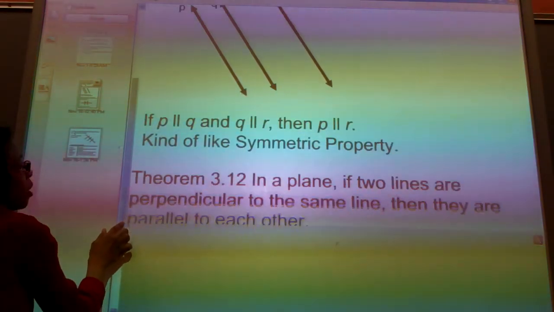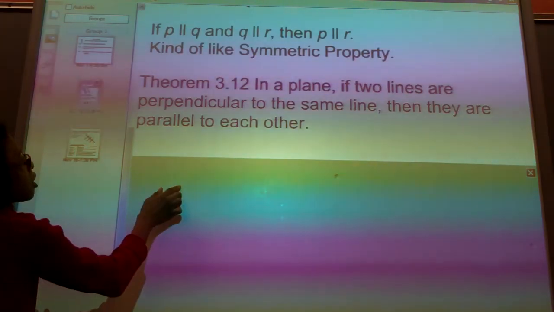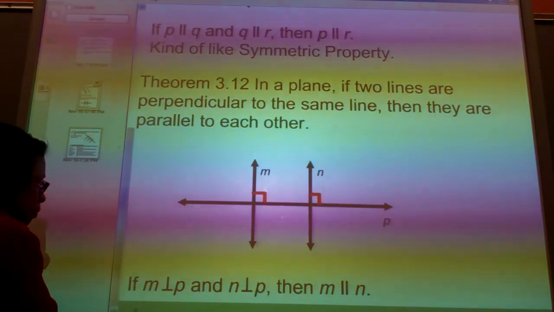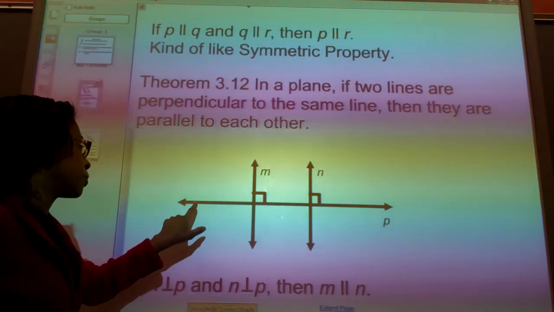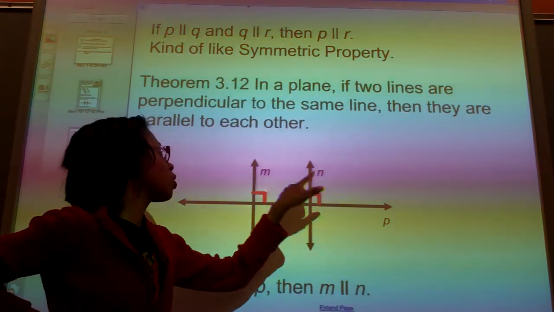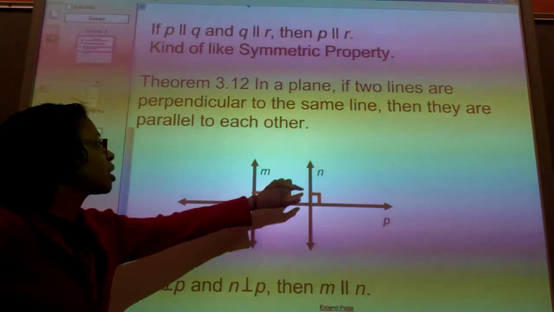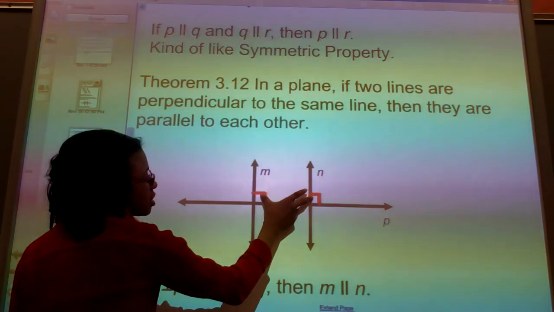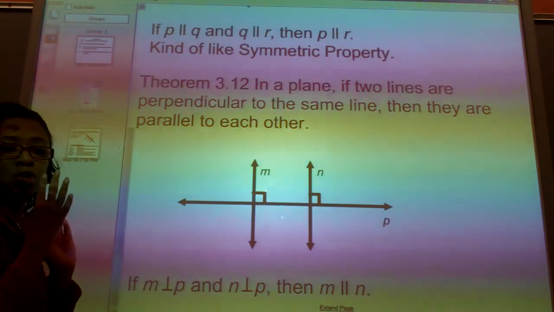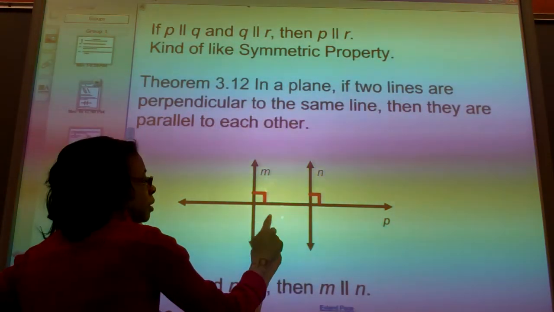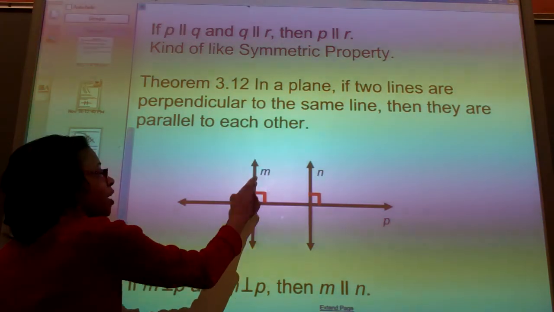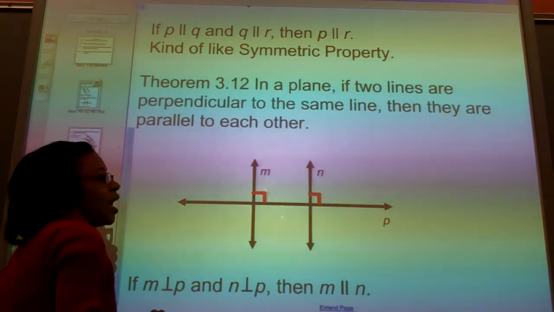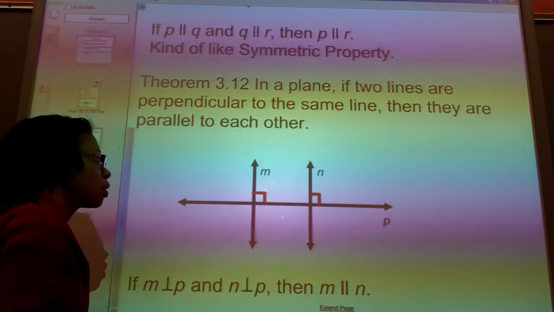Right? And then we have our next theorem, 3.12. In a plane, if two lines are perpendicular to the same line, then they are parallel to each other. So that means simply, if line M is perpendicular to P, and we know that line N is also perpendicular to P, they're both going to form 90-degree angles. They're measuring the same angles, which means they have to be going the exact same direction. That must mean that M is parallel to N. That means automatically that lines M and N are parallel to one another.